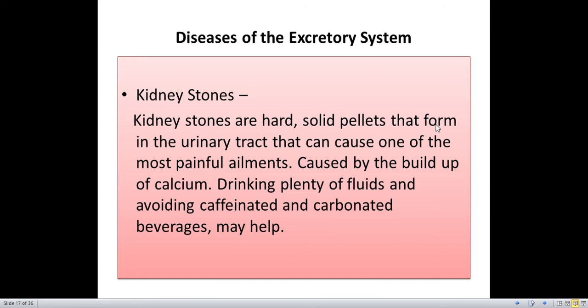What are kidney stones? Kidney stones are hard, solid pellets that form in the urinary tract that can cause one of the most painful ailments caused by the buildup of calcium. Drinking plenty of fluids and avoiding caffeinated and carbonated beverages may help.